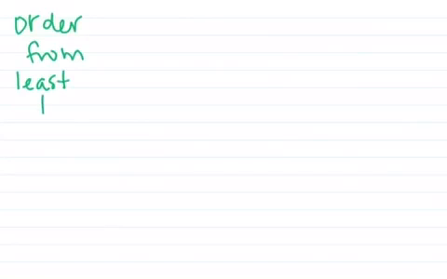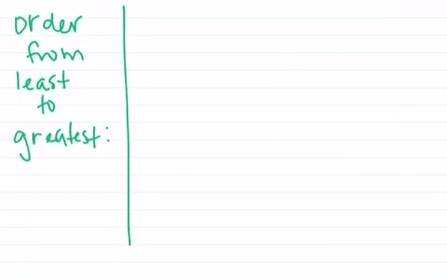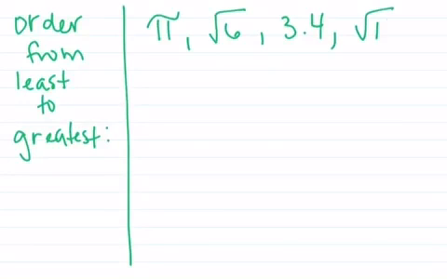All right, let's do one more example. This time we're going to order from least to greatest. And you're going to order pi, square root 6, 3 4/10, and the square root of 14.